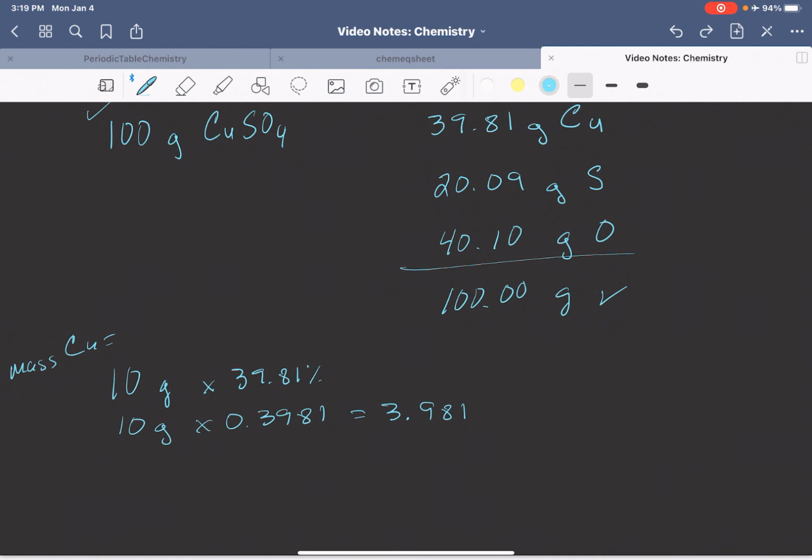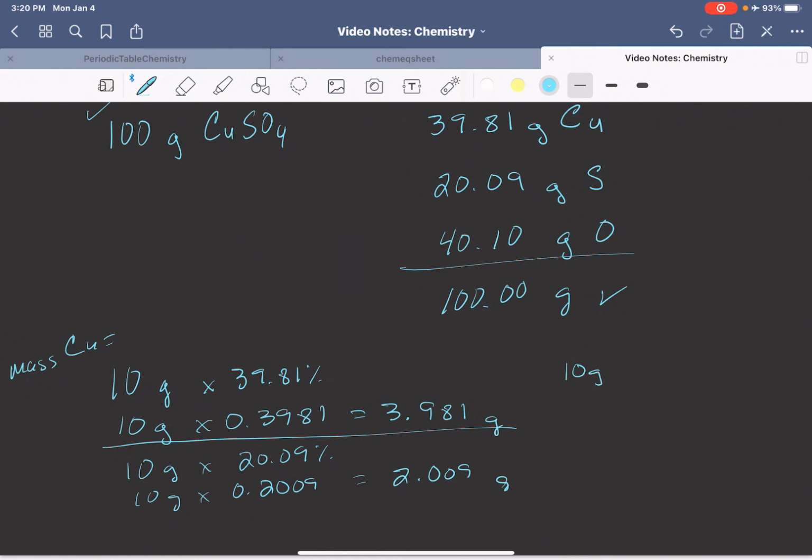Okay. And so if you were to take 10 grams times 20.09%, you would get 2.009. So that's 10 grams times 0.2009. You're going to get 2.009. Of course, that was grams. And then again, if you had 10 grams times the 40.10%, so that's 10 grams times 0.4010. And so we know that that is going to be 4.010 grams.